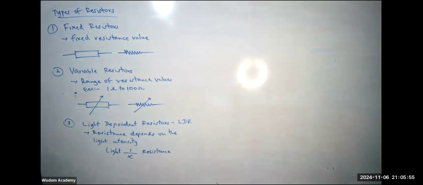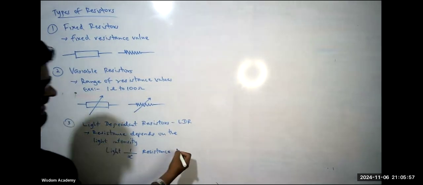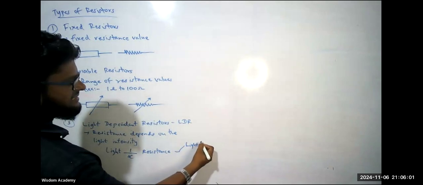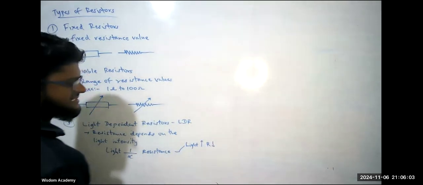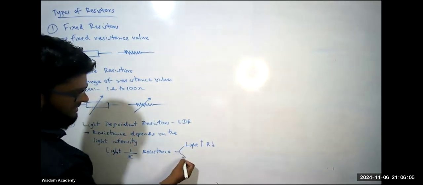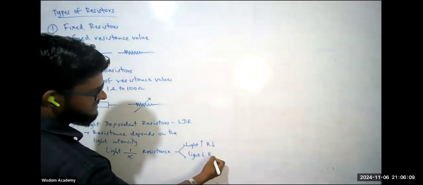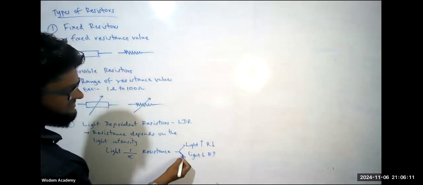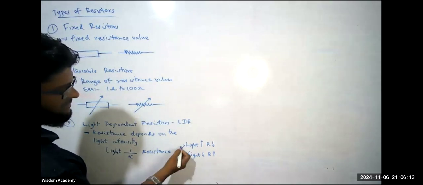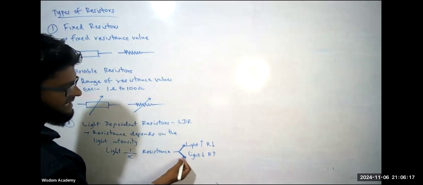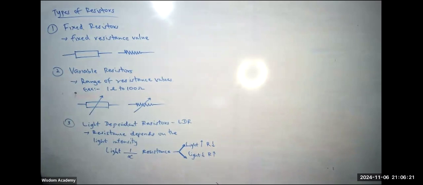What does it mean? It means if light is increased, resistance decreases. If light is decreased, resistance increases. If the light is increased, resistance decreases. If the light is decreased, resistance increases.